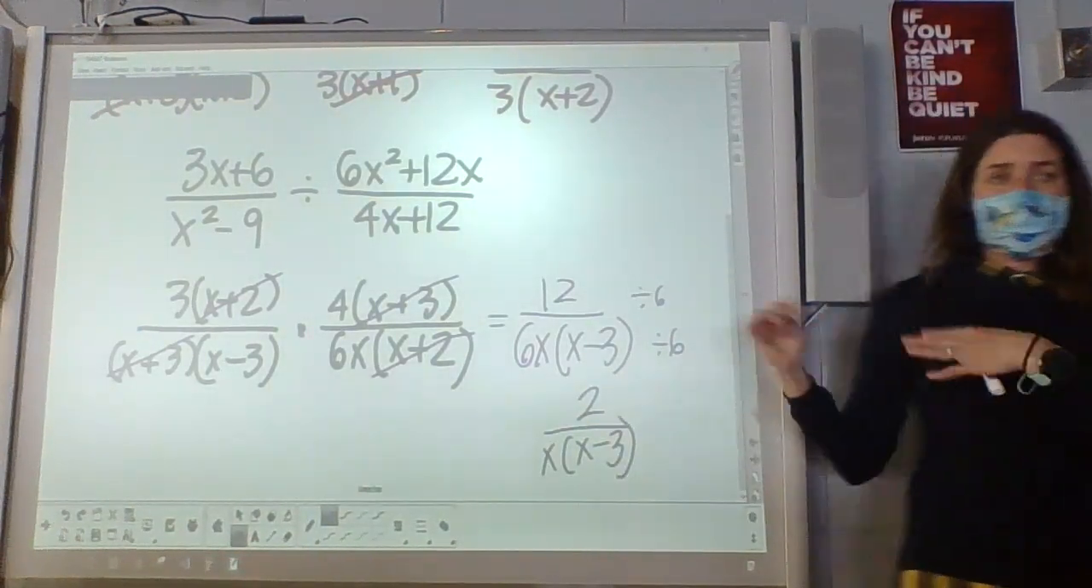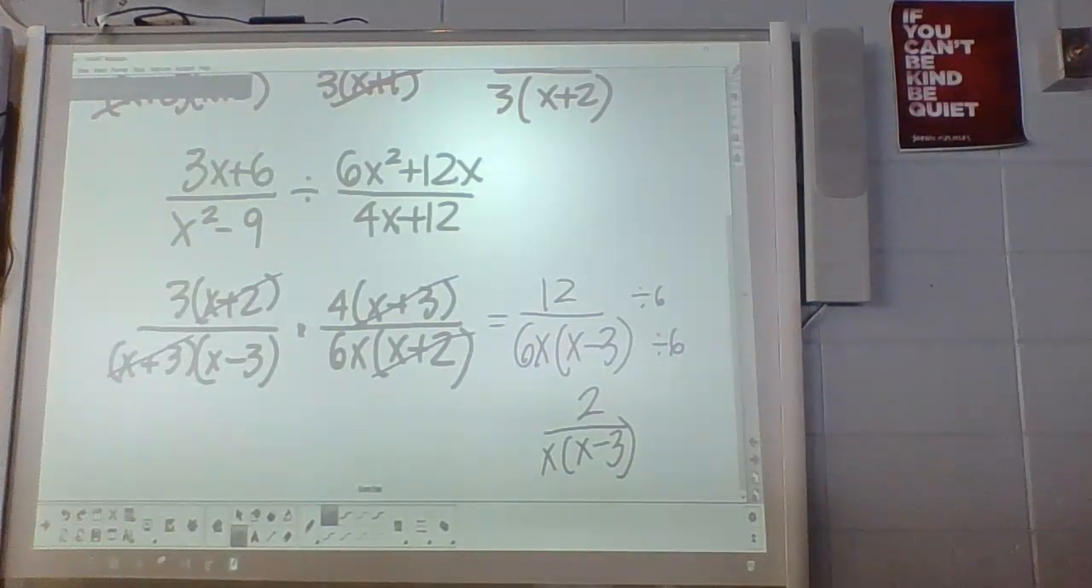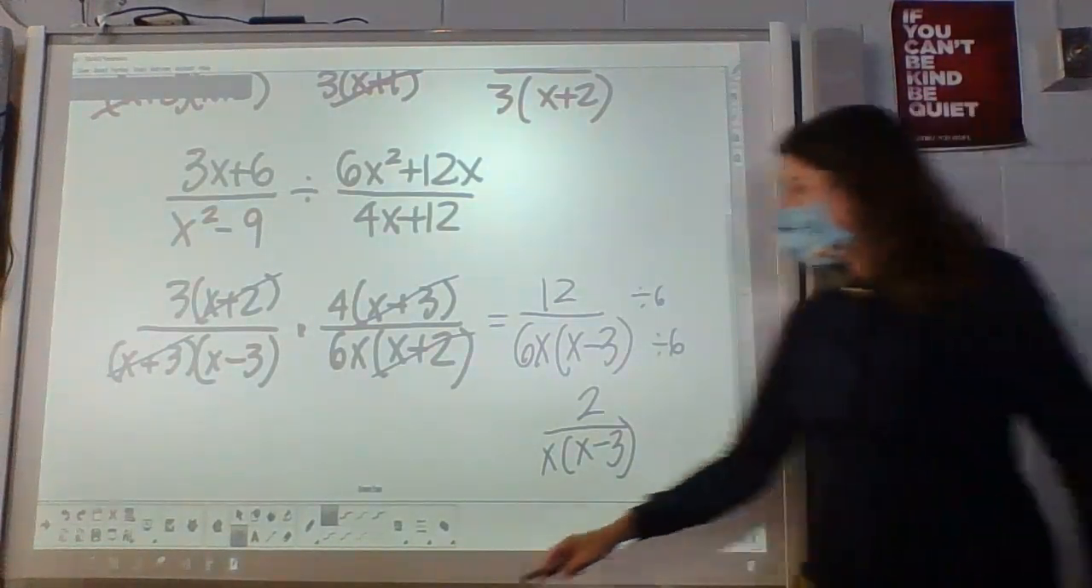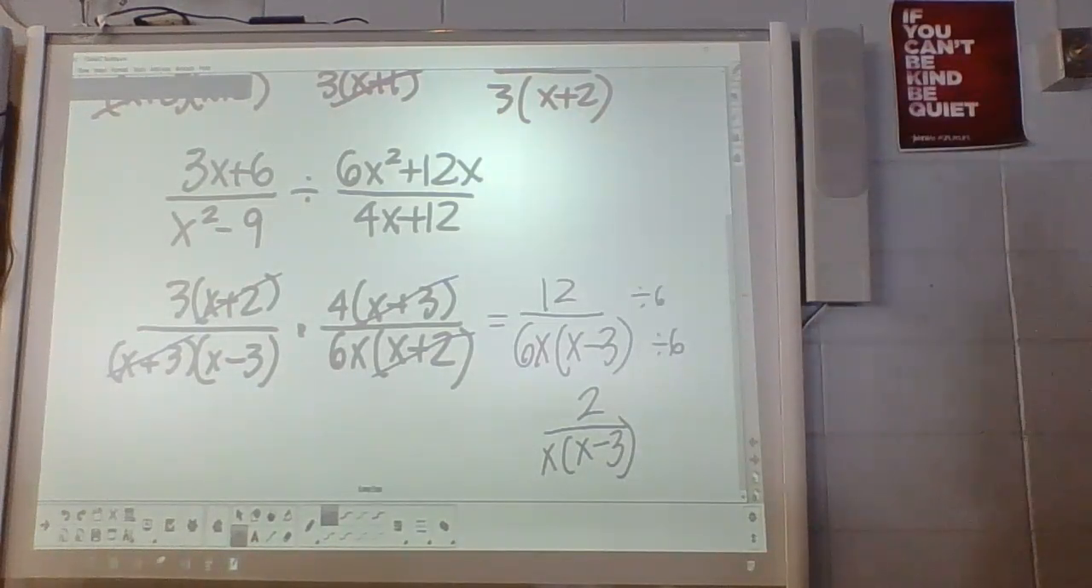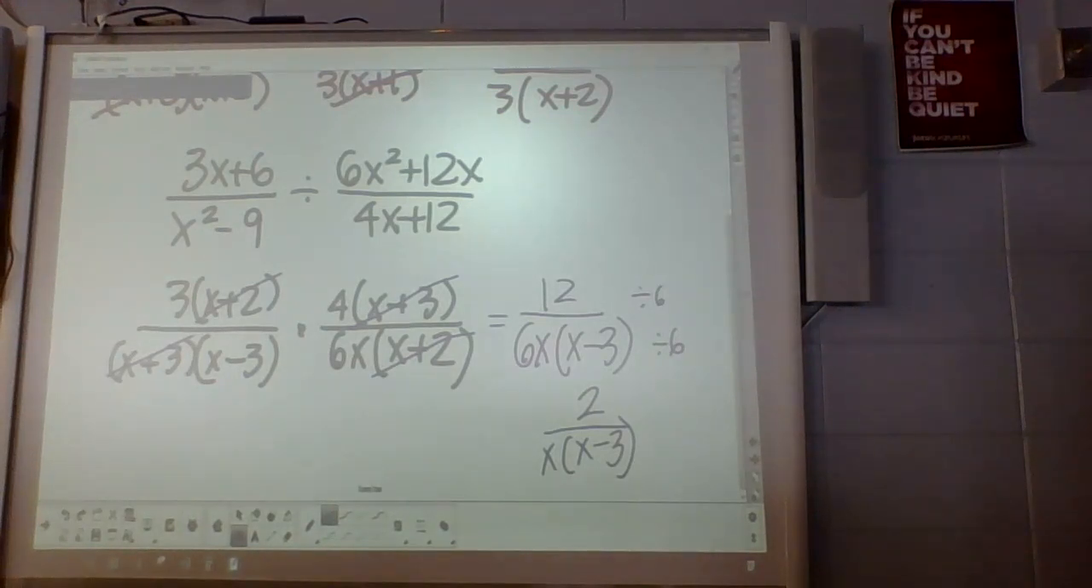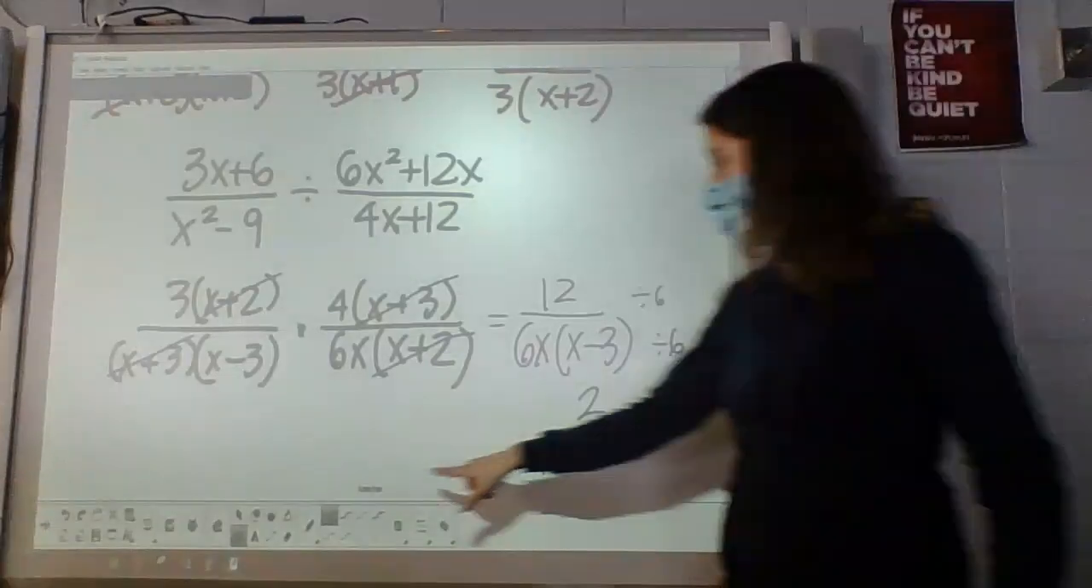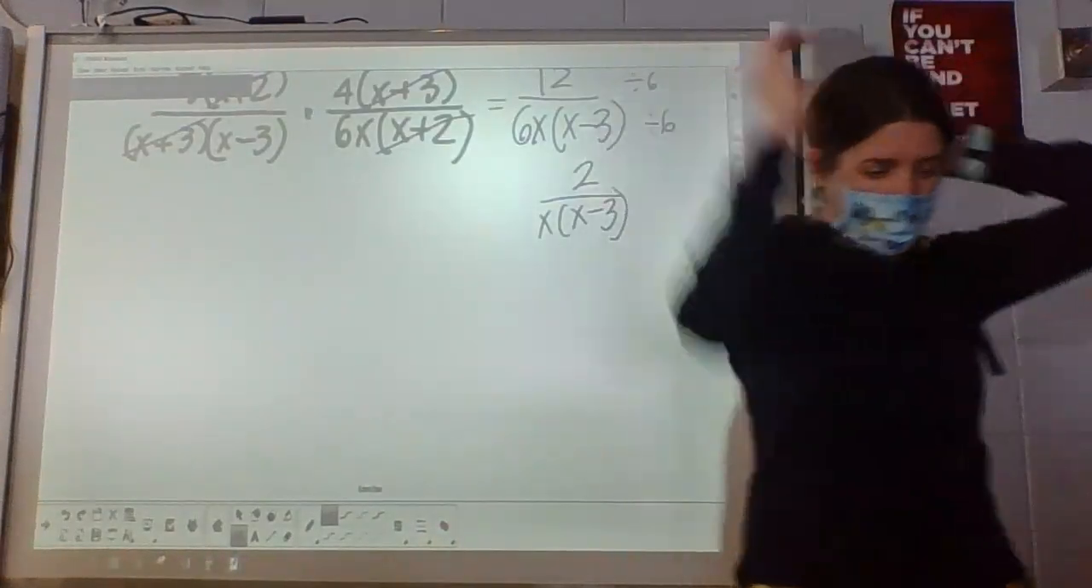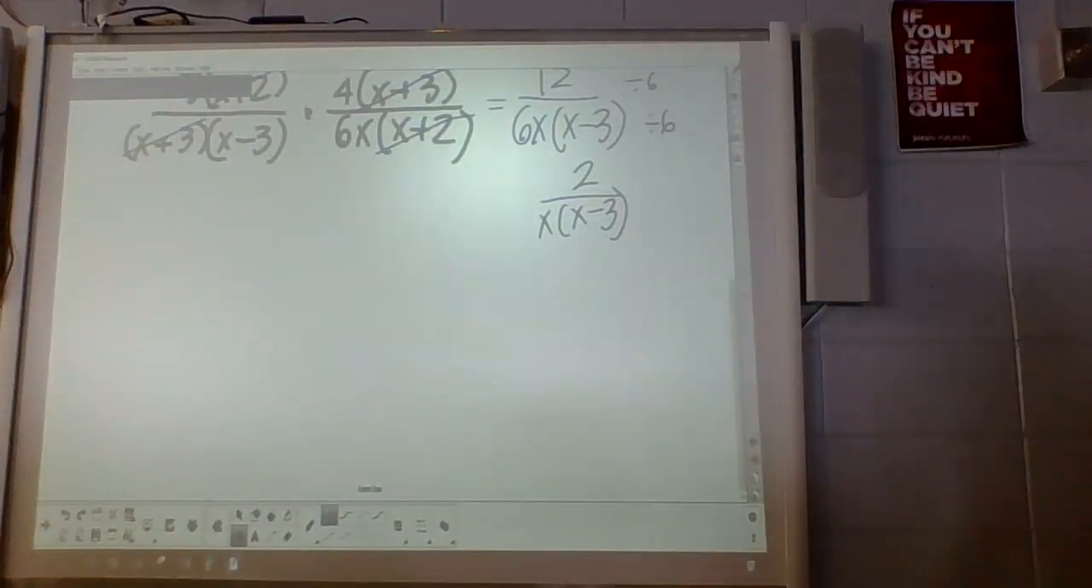This one I can take out a 6x. At this point, there's going to be a whole bunch of canceling I can do. Any kind of canceling that I can cross cancel, you want to do that. So I'm going to cancel the x plus 2's, and then also the x plus 3's. I'll be left with 3 times 4 on top, which is 12, and then 6x on the bottom, and then x minus 3.